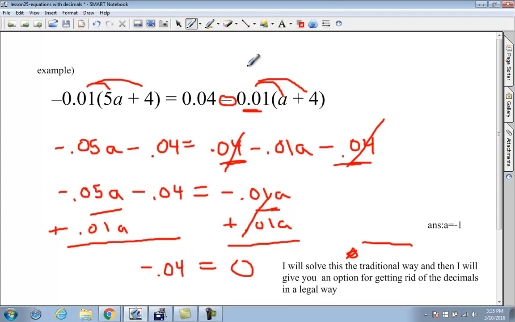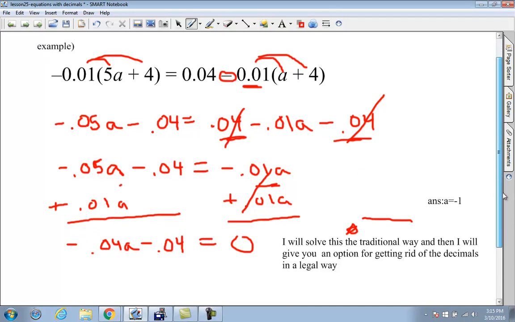Pen's being fussy today. So that was 0.05a. Okay, so negative 0.05a and 0.01a, I like to think of it, if I have a loss of 5 cents and a gain of 1 cent, I'd still be in debt, so negative 0.04a.